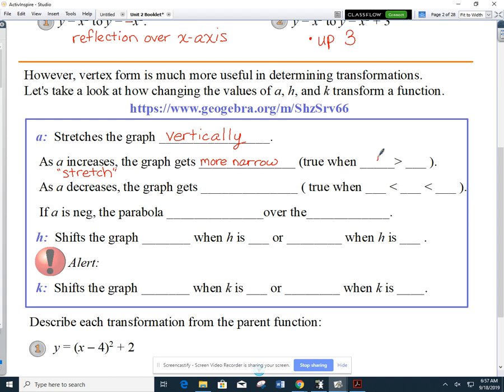And this is when the absolute value of A is greater than 1. So again, I mentioned if a was -2, it would be a stretch because the absolute value of -2 is +2, and that's greater than 1. So as long as it's more than 1 unit from 0, it is a stretch. As a decreases, we actually call that a compression.